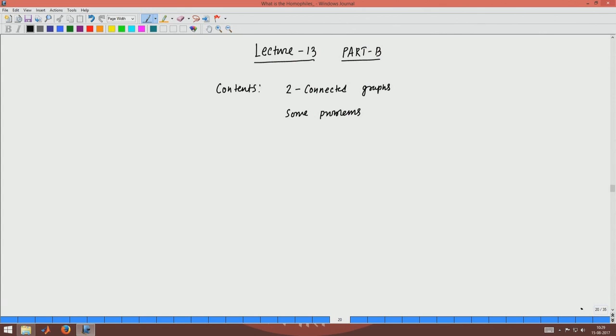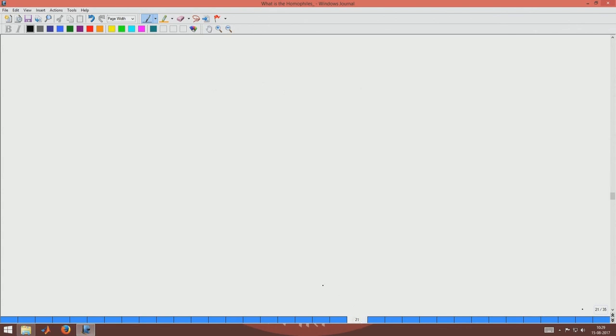So, in this lecture we will learn some more necessary and sufficient conditions for a graph to be two connected, and then we will show that all these conditions are equivalent. So, let us start with lecture 13. So, contents of this lecture: two connected graphs, and at the end we will try to solve some problems related to two connected graphs. So, we will start with this theorem.